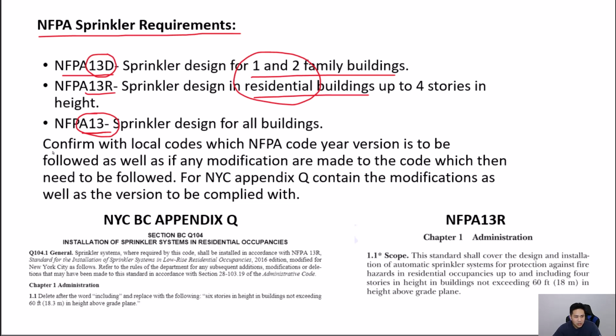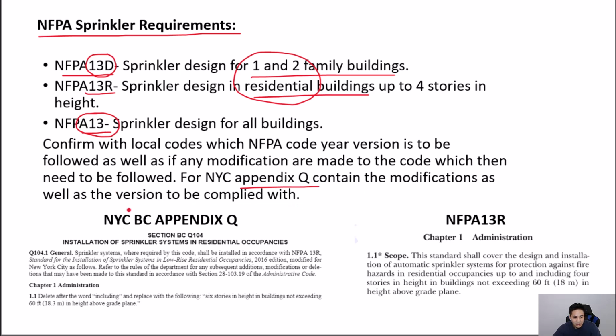Then you actually need to confirm with your local code, basically the local codes of the project you're working on, which NFPA code year version is to be followed, as well as if any modifications are made to that code, which then needs to be followed as the sprinkler code requirement. So, for example, in New York City, there is an Appendix Q in the New York City Building Code that contains the modifications as well as a version to be complied with.